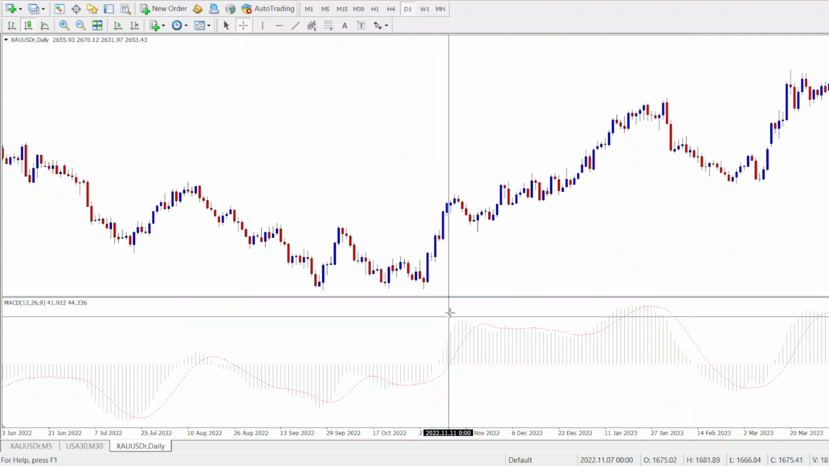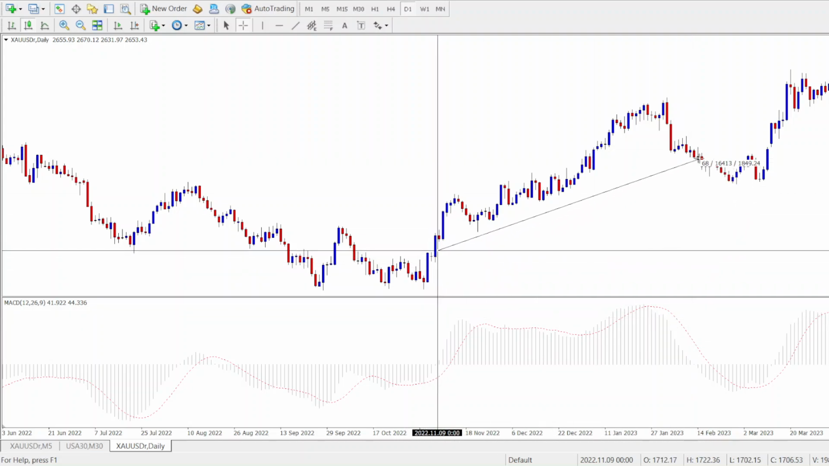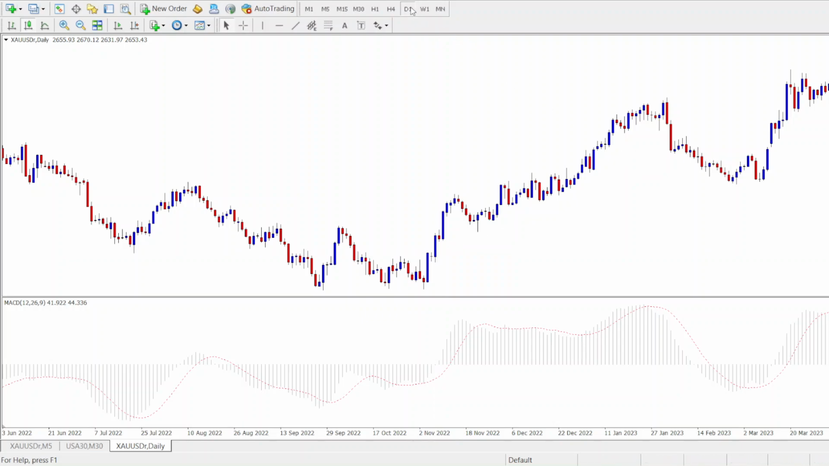Okay, so had we entered our buy trade around here and exited somewhere around here after the histogram bars fell below the zero level, we would have caught about 1700 pips. Now this is the daily time frame that we are analyzing.